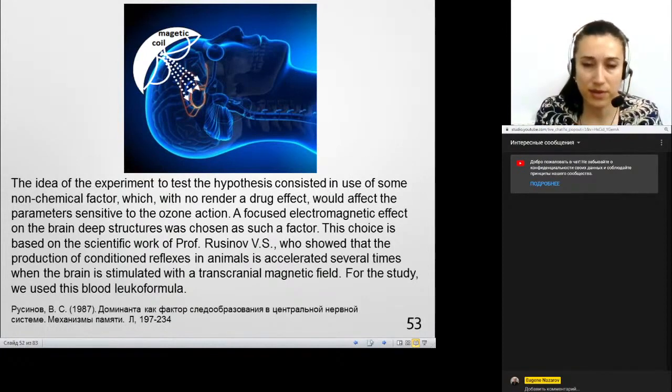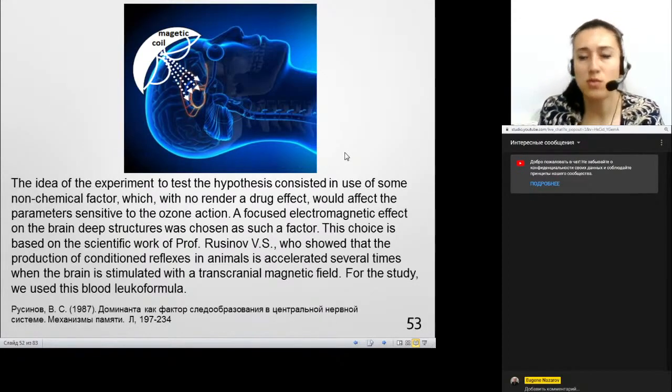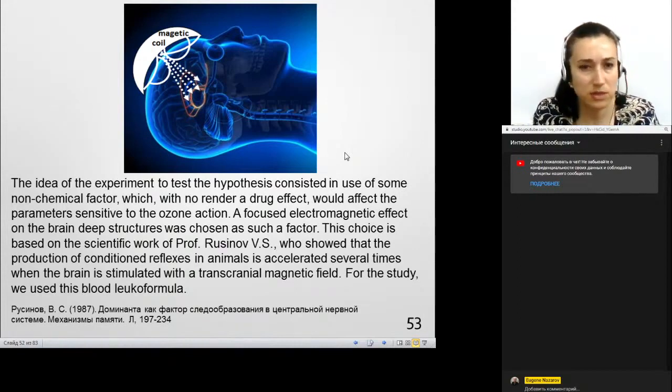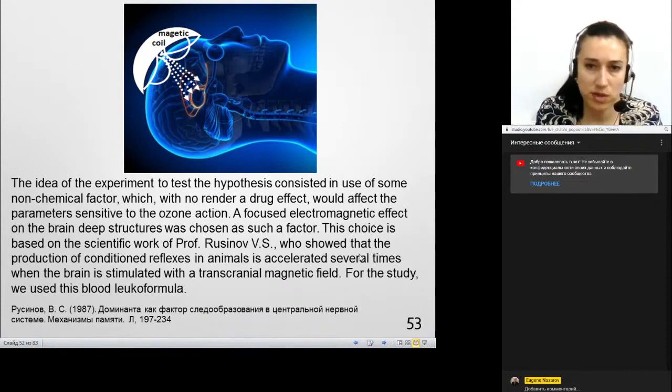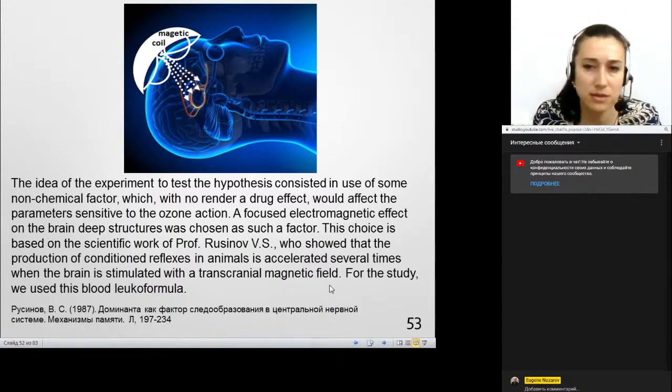So the idea of the experiment to test the hypothesis consisted in using some non-chemical factor, which is no longer a drug effect, to affect the parameters sensitive to the ozone action. A focused electromagnetic effect on the brain's deep structures was chosen as such a factor. This choice is based on the scientific work of Professor Rusinov, who showed that the production of conditioned reflexes in animals is accelerated several times when the brain is stimulated with a transcranial magnetic field. For this study, we use this blood leukoformula.